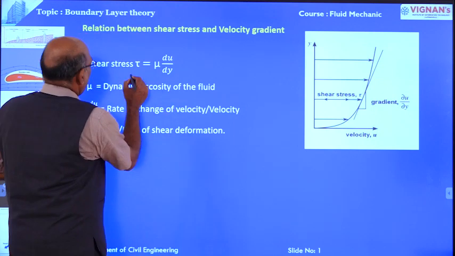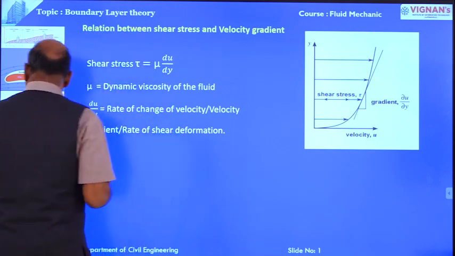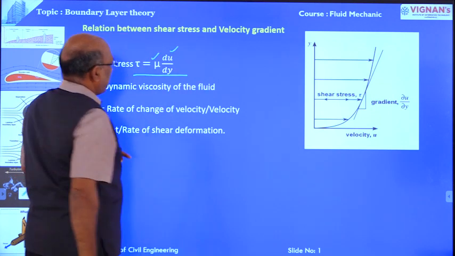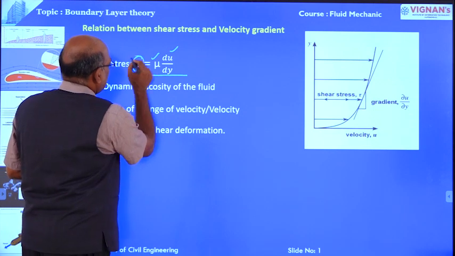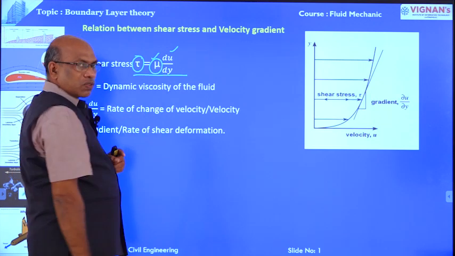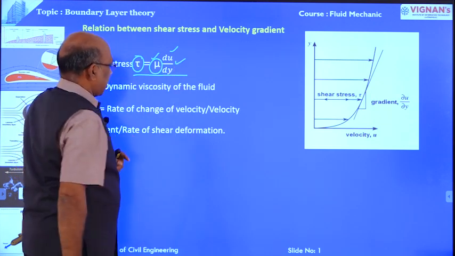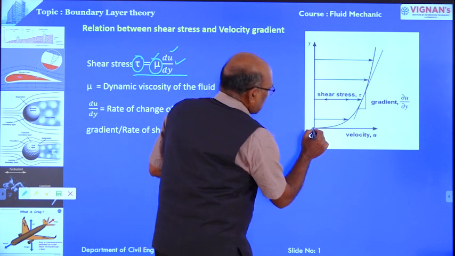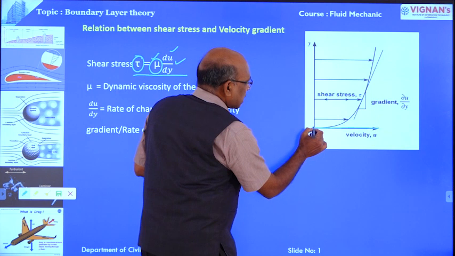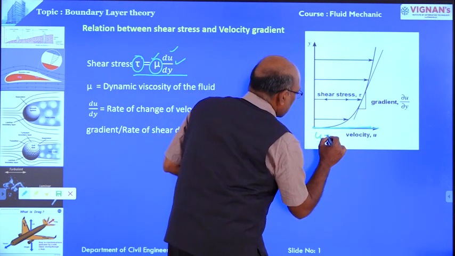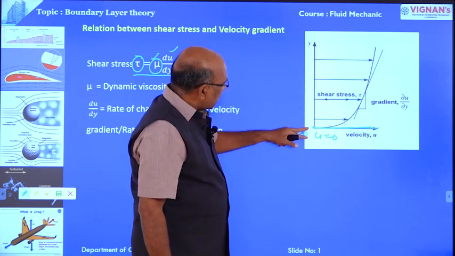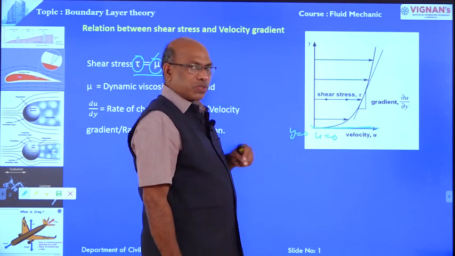Right, this is the formula. Shear stress tau is equal to mu into du by dy, where tau is the shear stress, mu is the viscosity of the fluid, in Newton second per meter square, and du by dy is the velocity gradient. Now, if this is the solid boundary, the velocity over the boundary is u equal to 0 at y equal to 0.